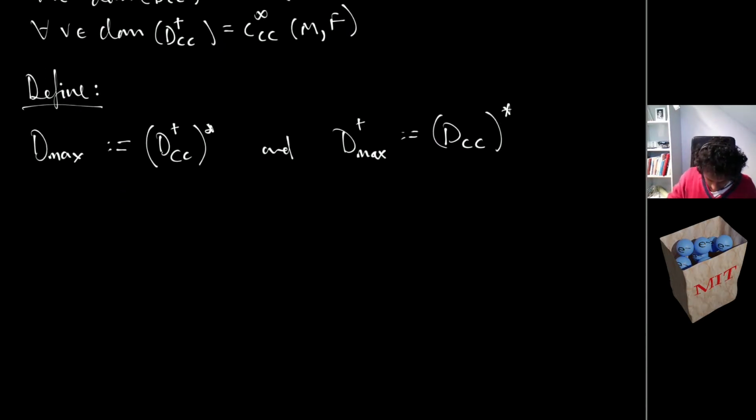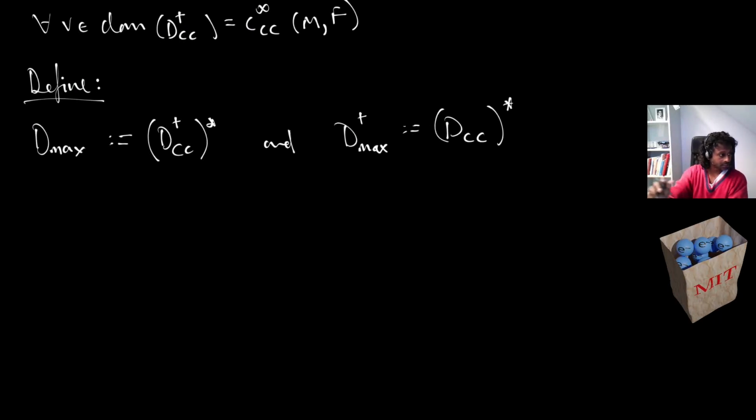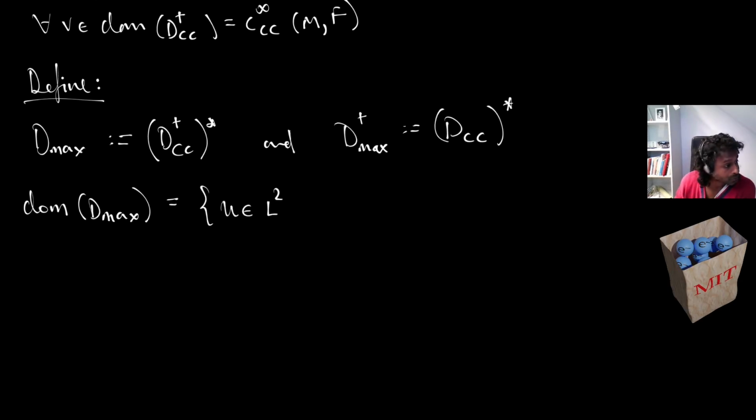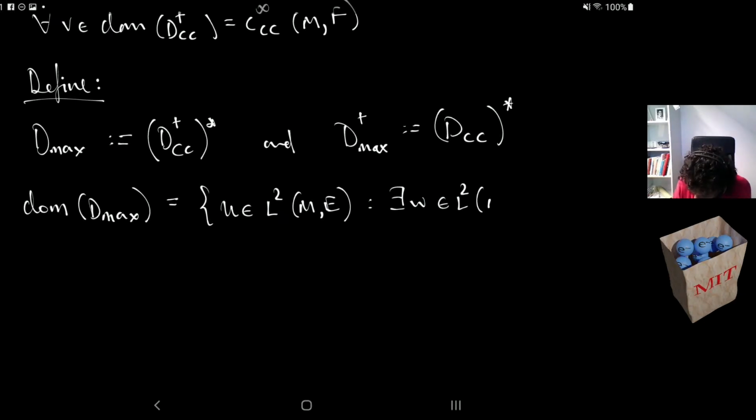So what is now the domain? Let's just consider what the domain of d_max is, and be really explicit and write this out. The domain of d_max is going to be the u in L2(M, E) such that there exists some w in L2(M, F), which is really the analog of the weak derivative, such that the following formula holds, for u in d_cc.